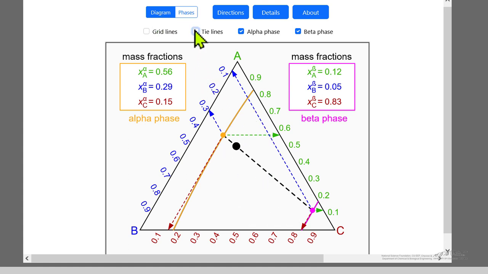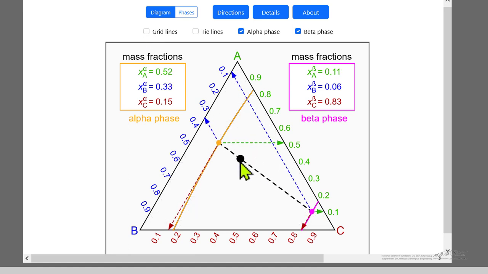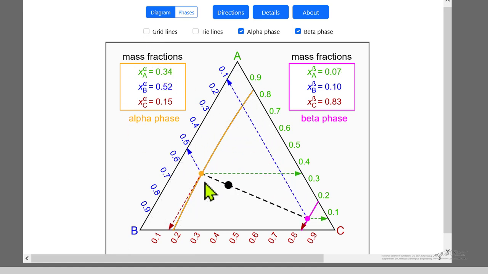So I could remove those in the simulation to make it less crowded. Likewise, I could add grid lines or remove them. Grid lines make it a little easier, for example, to read the composition of this black point, the overall composition. And if I move the point around, what the simulation does is show you the composition of the two phases at equilibrium. It doesn't tell you how much of each phase.